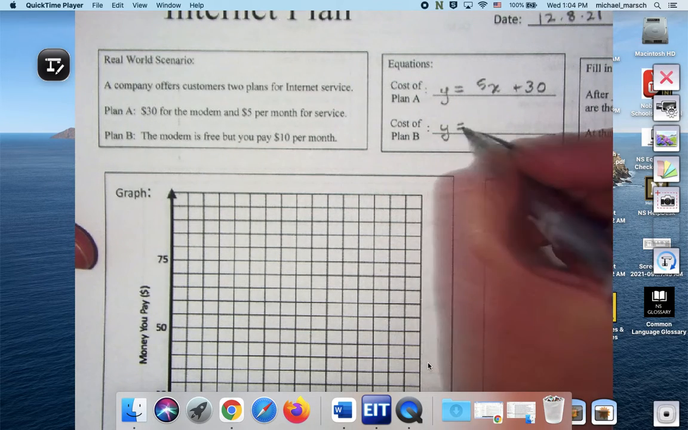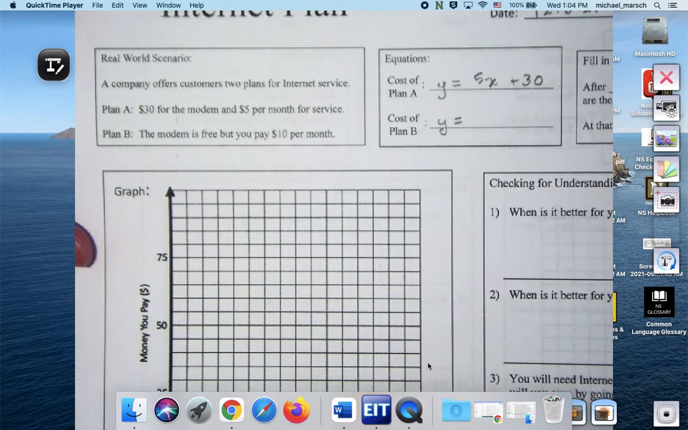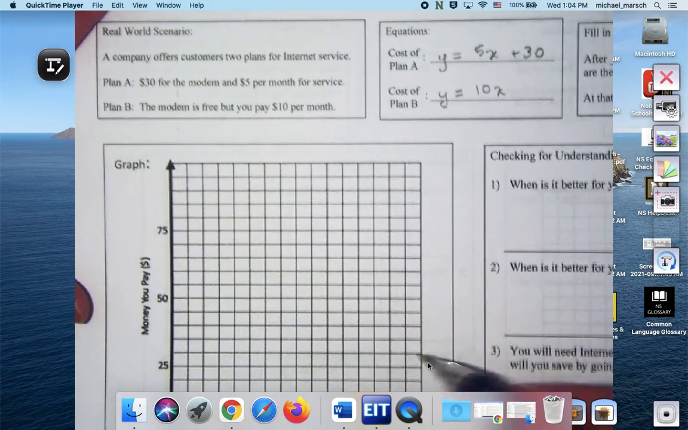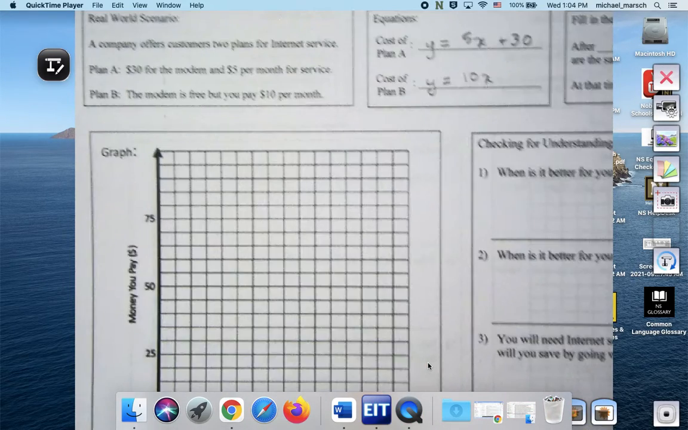And how about Plan B? What would be our equation for that? Hayden? Y equals 10x. Yep. Perfect. Okay, so now we're going to graph these, and then we'll answer some questions about them.